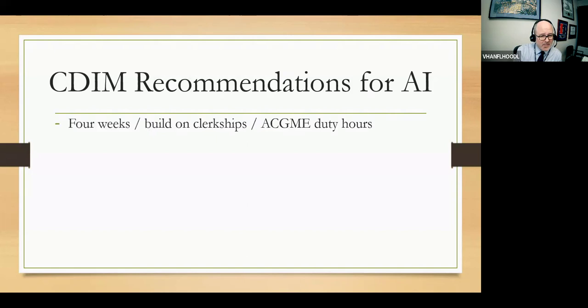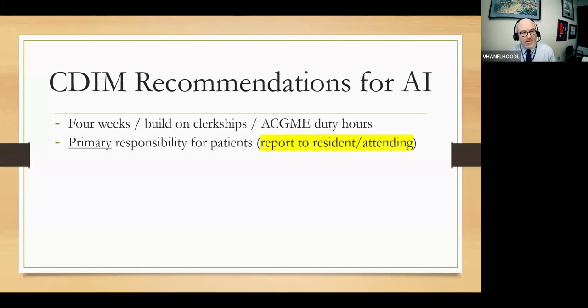They talked about some, again, nuts and bolts things that should be built into the clerkships. They were one of the first that I could find that actually started talking about what duty hours should be for a fourth-year med student. Well, if they're going to be an intern, we should at least be mindful and try to adhere to ACGME duty hours. But then more importantly, they identified, look, as with Yale in their statement, the person needs to have the primary responsibility for the patients, which means they have to report to the resident and the attending. They can't co-manage with interns. It's going to erode that independence.